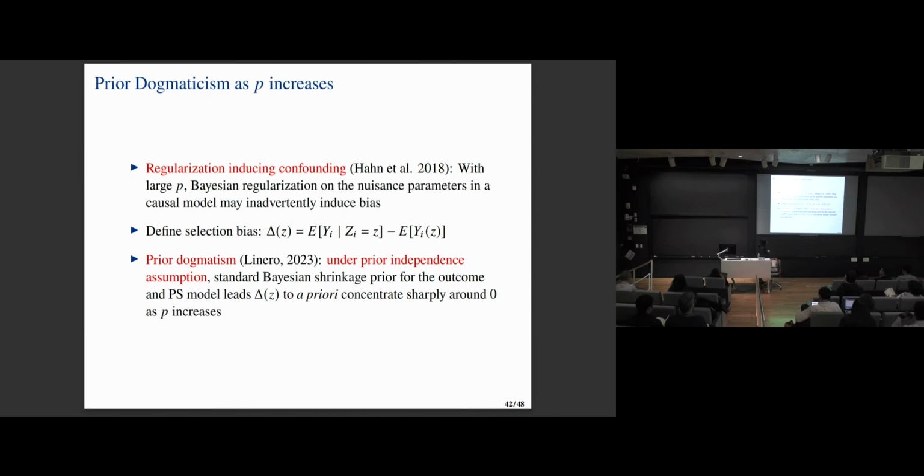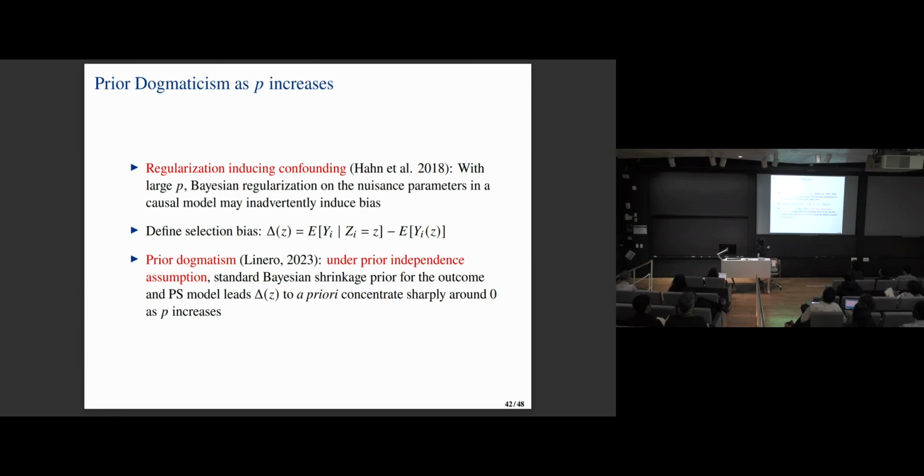So those authors find that with large p, the Bayesian regularization on the nuisance parameters in a causal model, like sometimes in causal inference the primary estimand is the ATE, but there are a lot of nuisance parameters, and to do Bayesian, you have to have priors for basically everything. But then they noticed that sometimes seemingly innocuous priors actually cause trouble, cause prior bias. This is a recent paper by Linero, actually forthcoming in JASA, which very elegantly describes this.